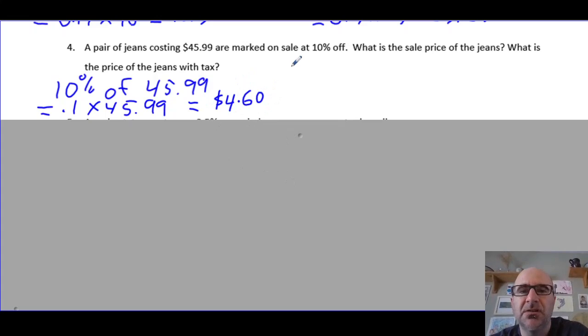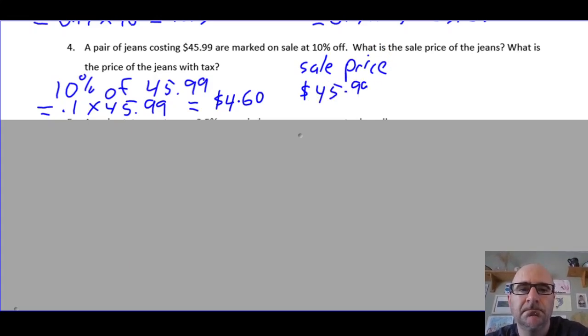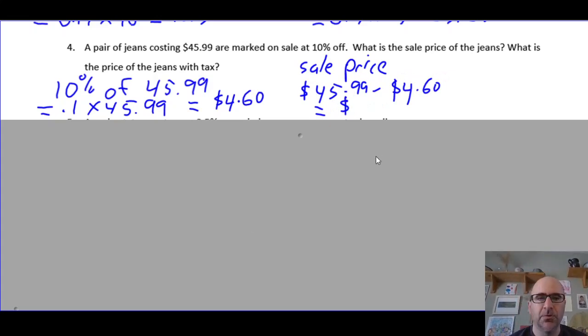So we can calculate a sale price by taking $45.99 and subtracting $4.60, which gives us $41.39. So that's the answer for the sale price of the jeans, $41.39.